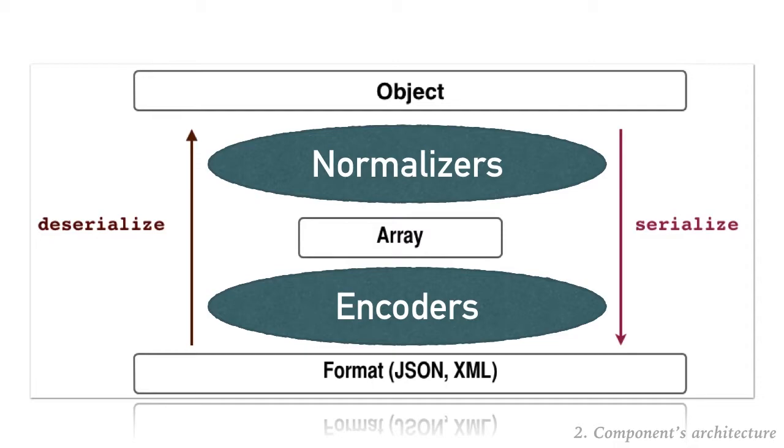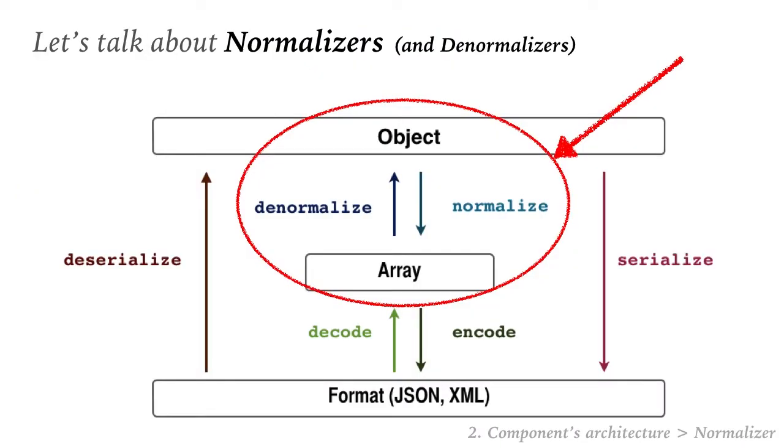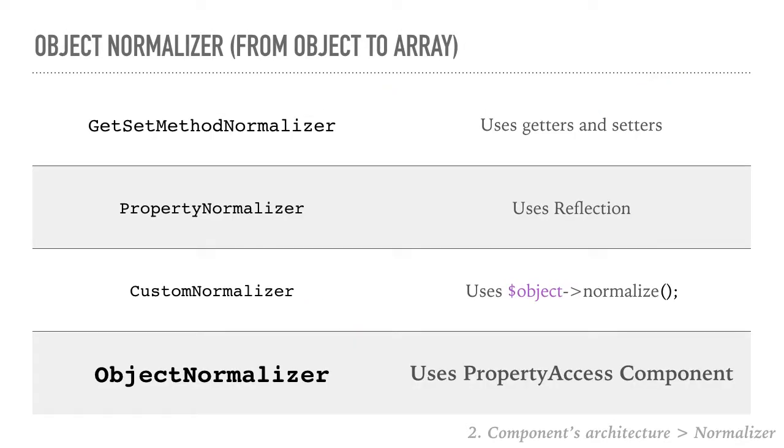Okay? So basically, when you want to intervene somewhere in the serializer, it's going to be either in the normalizers or in the encoders. Okay? And all of that is the serializer. Okay? So we will see that right after. But first, normalizers. There are some native normalizers in the component, and I'm going to talk about some of them.